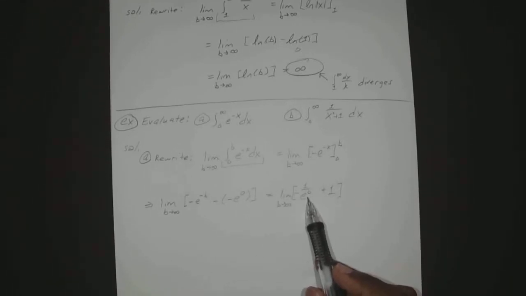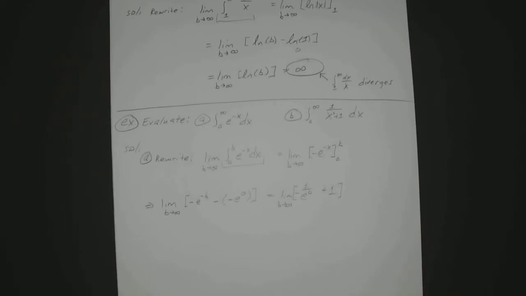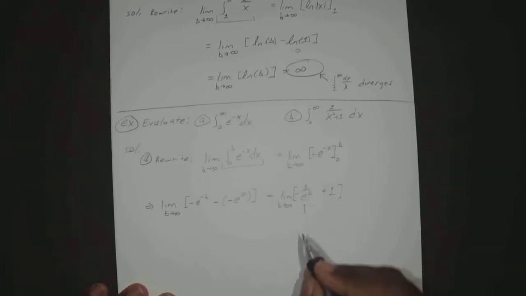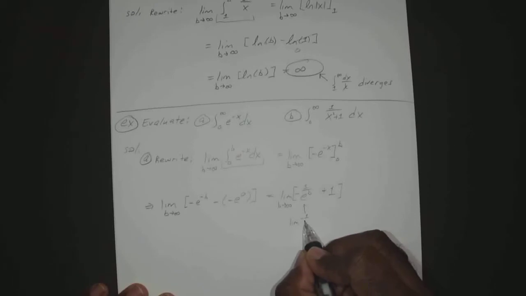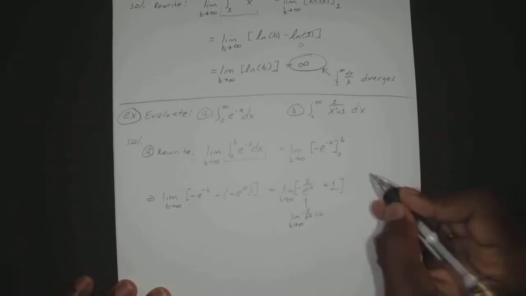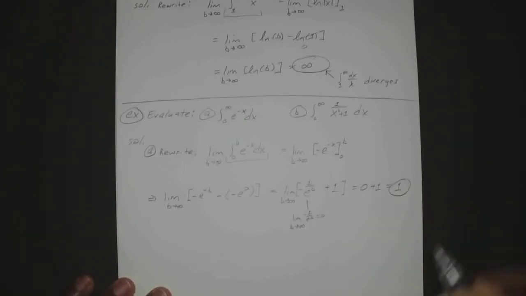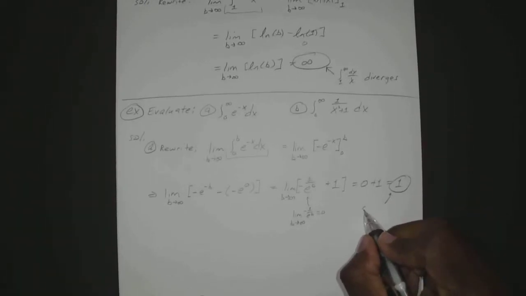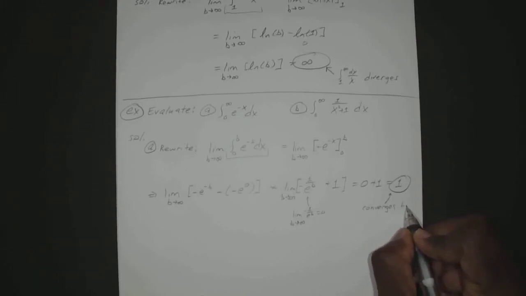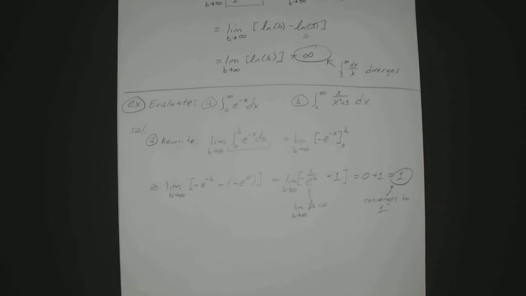So we know as b gets bigger and bigger, e to the power of b gets bigger and bigger. So if you have 1 over a number that's getting bigger and bigger, the limit of that would be 0. So we know the limit of negative 1 over e to the b as b approaches infinity is 0. And the limit of 1 is just 1. So we end up with 0 plus 1, which is 1. Okay. So this one converges to 1. All right. Any questions on that one?